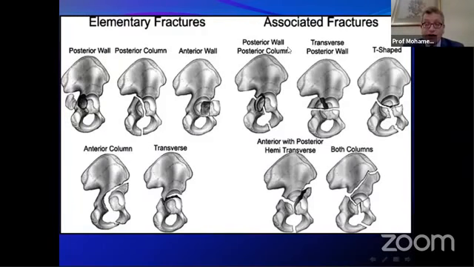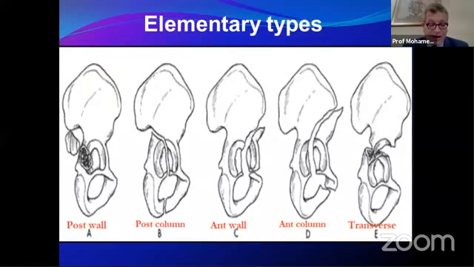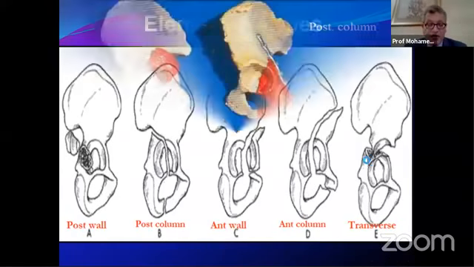For the associated fractures, this is the posterior wall with posterior column. Transverse with posterior wall. This is the T-shaped fracture. This is the anterior with posterior hemitransverse. And this is the both column fracture. Now we will learn how to diagnose each one of these. These are the elementary types: the posterior wall, the posterior column, the anterior wall, the anterior column, and the transverse. We will learn how to differentiate between each one of these.